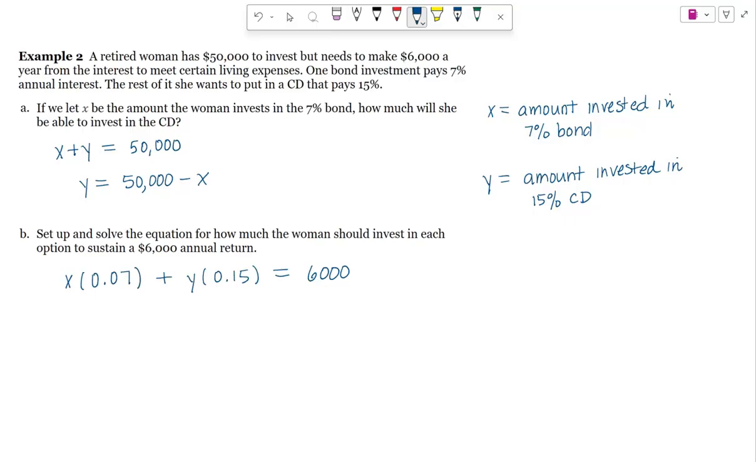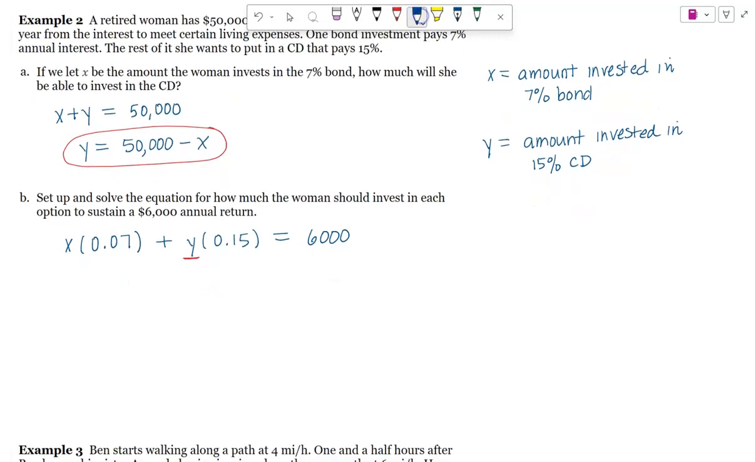Well, in this case, we've got one equation, but we've got two different variables. And we can't solve that unless we switch everything to be in terms of X. So this is where we're going to take what we found in part A and make a substitution for Y so that we can have just X in our equation. Instead of writing Y, I'm going to write 50,000 minus X, and that'll be multiplied by the 0.15.